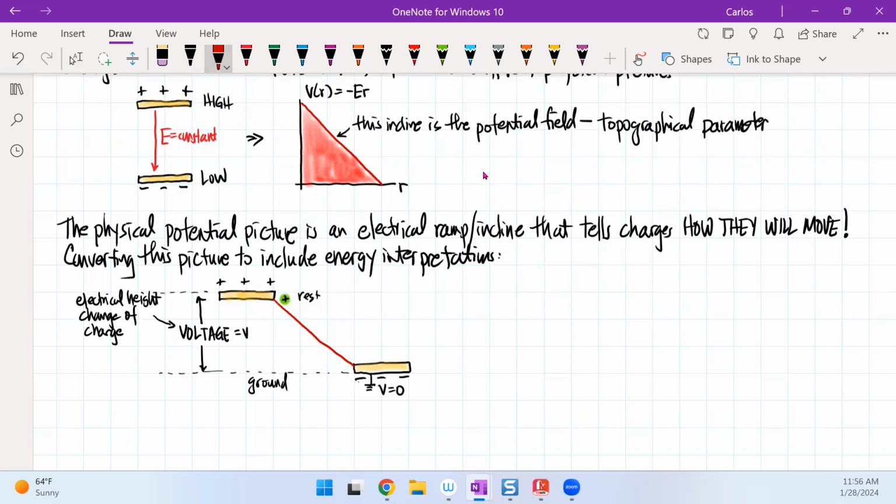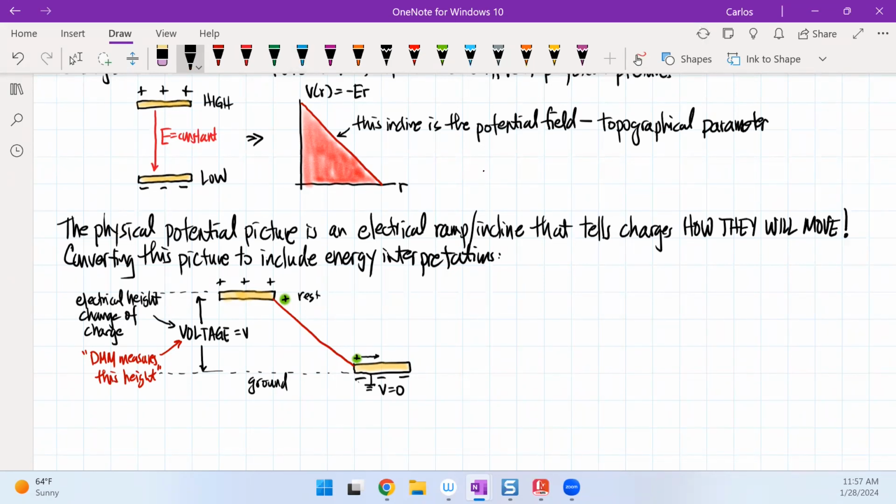Furthermore, we use a digital multimeter that measures this height. And that's what we mean by voltage. So if this starts off at rest, when it gets all the way down here to the bottom, it's now going to be moving at some speed that is not zero.